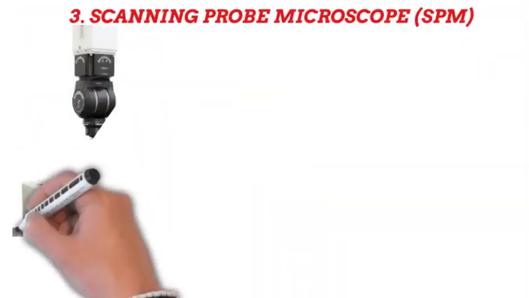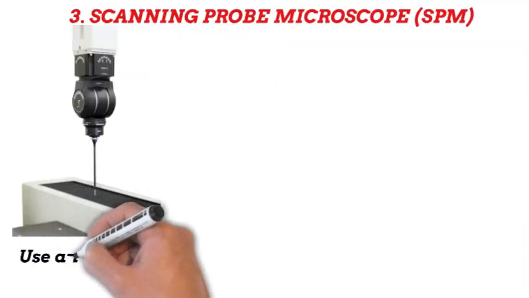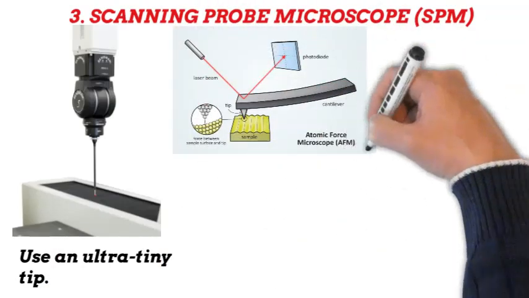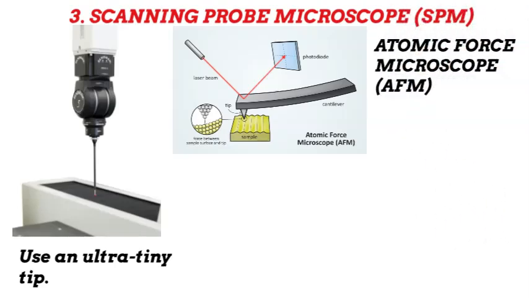Third, scanning probe microscopes, SPM. These don't use light at all. They use an ultra-tiny tip, much thinner than a human hair. There are two types of scanning probe microscopes. Atomic force microscope, AFM, which works like this.